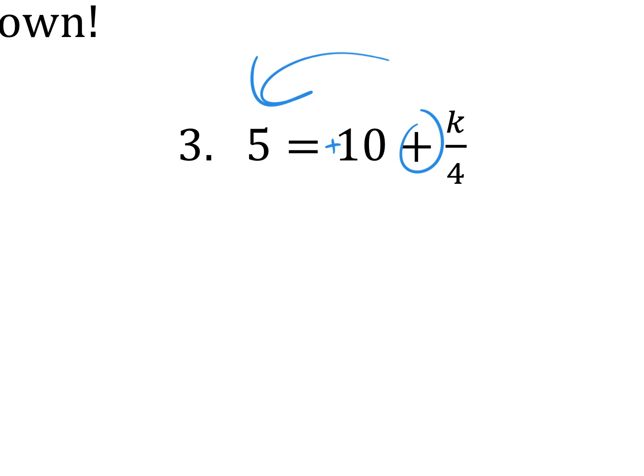So what are we going to do? How do we get rid of that positive 10? We're going to subtract 10 from both sides. 5 minus 10 is going to be negative 5. And we get, the 10s cancel out, we get k over 4. Oops.